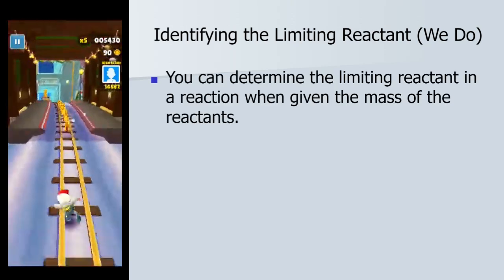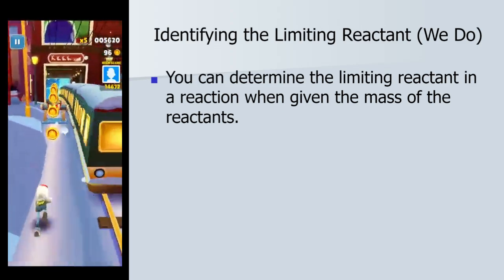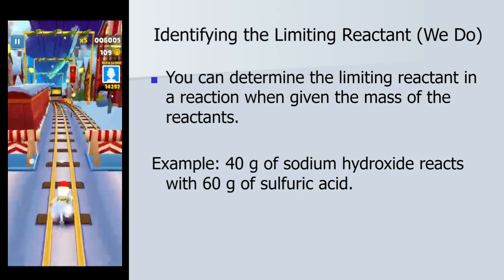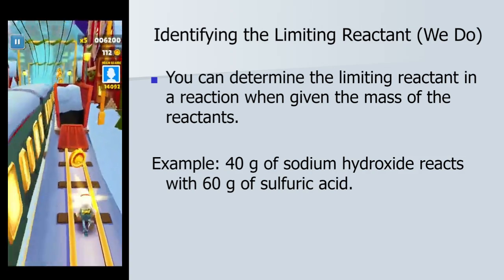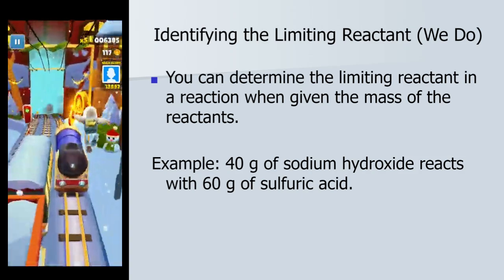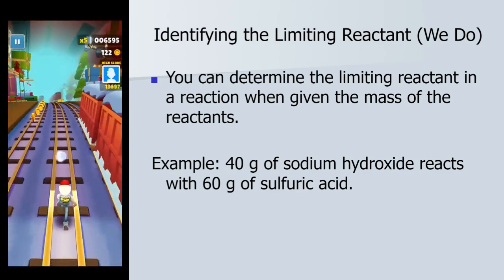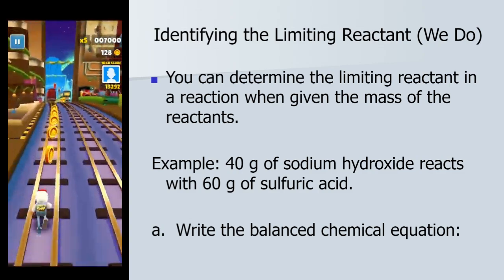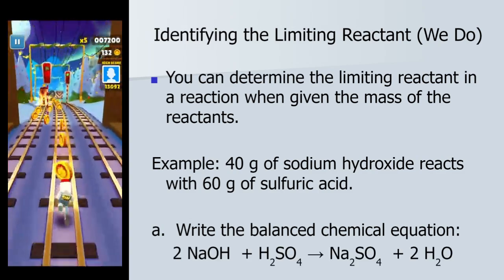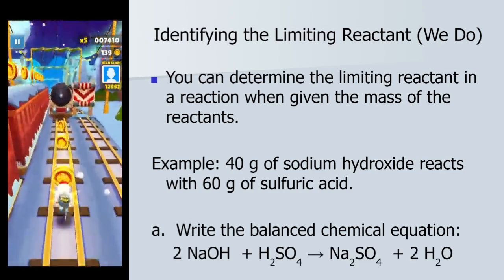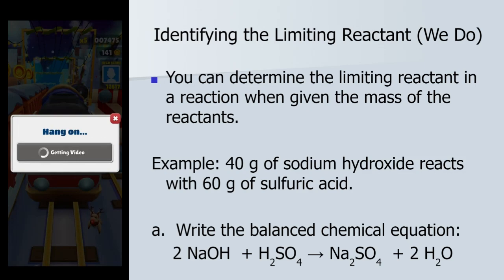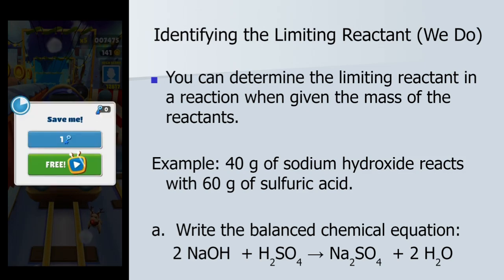We can determine the limiting reactant in a reaction when given the mass of the reactants. In this example, we're given the mass of sodium hydroxide reacting with 60 grams of sulfuric acid. First, we'll write a balanced chemical equation. And since we know that NaOH is going to react with H2SO4, we can determine what the products will look like and balance the equation.